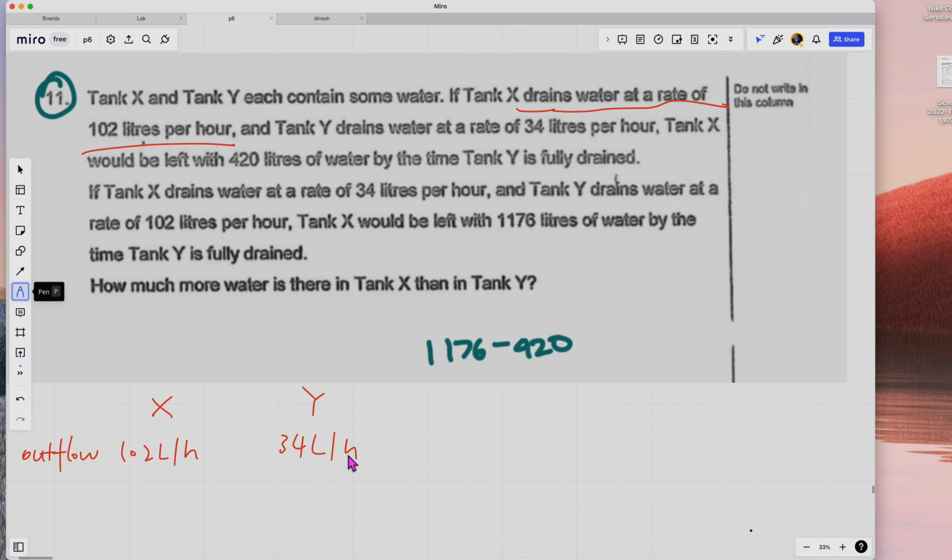That's for tank Y. Okay, and after some hours, tank X will be left with 420 liters. Y is fully drained, so it is left with 0 liters after some hours. Okay, so this is case 1.